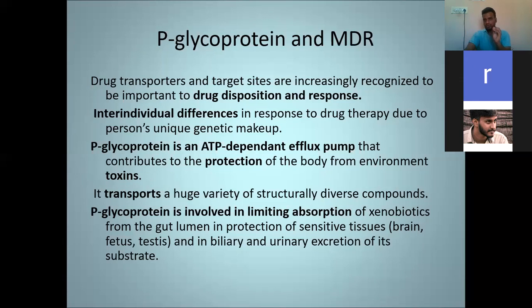Now you understood that P-glycoprotein's function is to pump out the drug. So how will this be clinically impacted? Will the effect of the drug increase with more P-glycoprotein, or will the effect of the drug decrease with more P-glycoprotein? What do you say, Rowena?